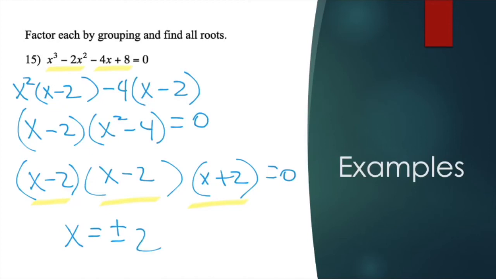Plus or minus 2. But doesn't it show me I have 3 answers? Yes. Plus or minus 2, comma 2. You want to tell me 2 also? Well, but you don't have to. You don't have to write the redundant answer. You'll need to know something when you have a redundant answer.